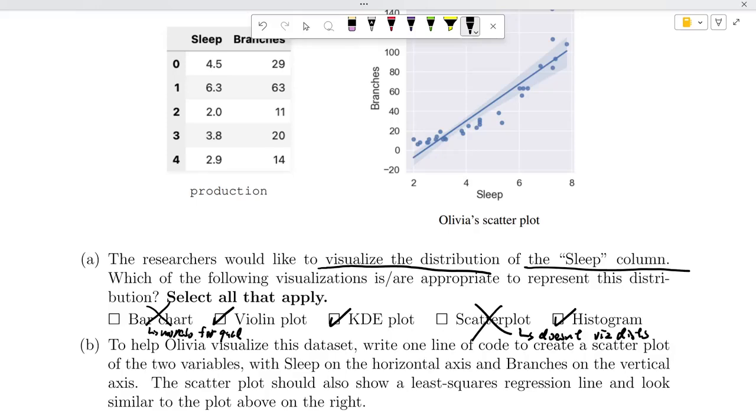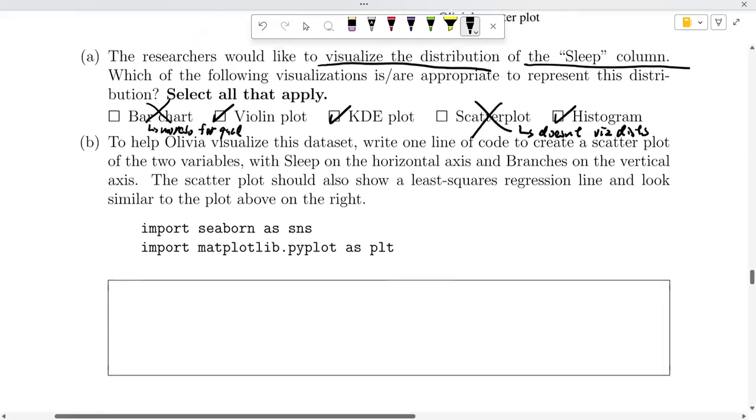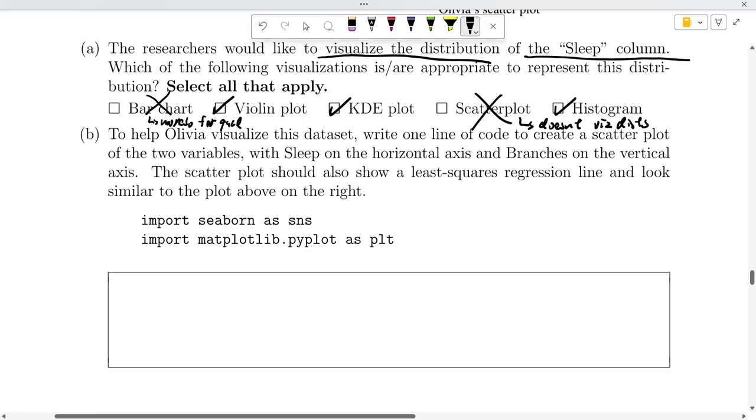Okay, now, let me try to show you a little more about visualization. To help Olivia visualize this data set, write one line of code to create a scatter plot of the two variables with sleep on the horizontal axis and branches on the vertical axis, and the scatter plot should also show a least squares regression line. So this is a very particular method call that you want to use for this visualization called lmplot, and it's only available in Seaborn if I remember correctly.